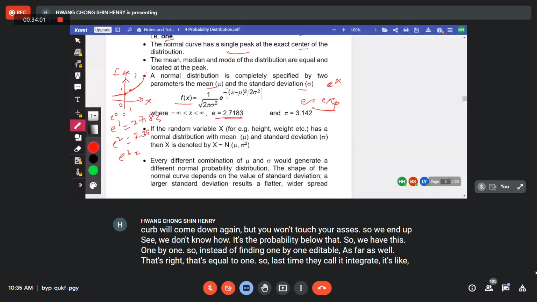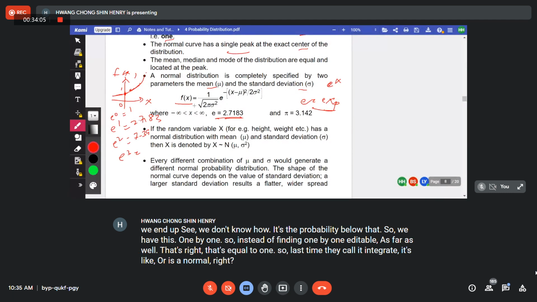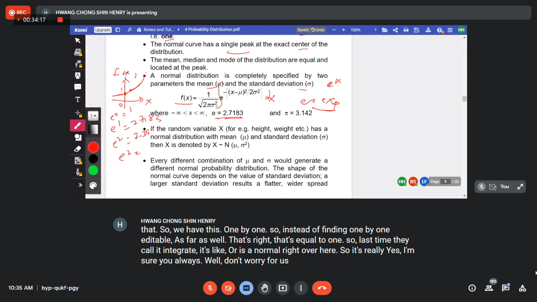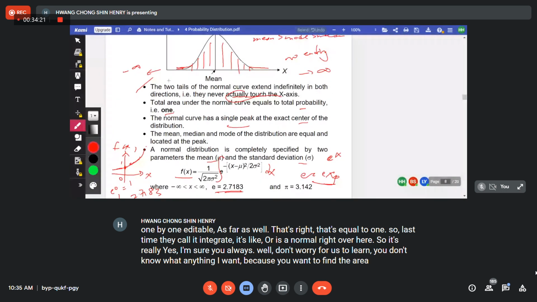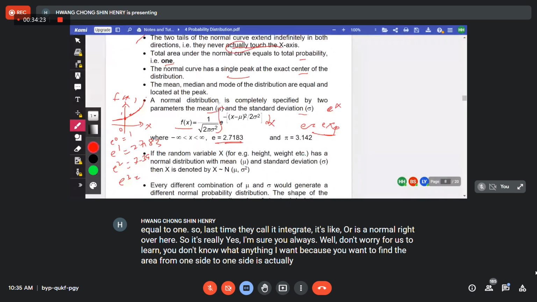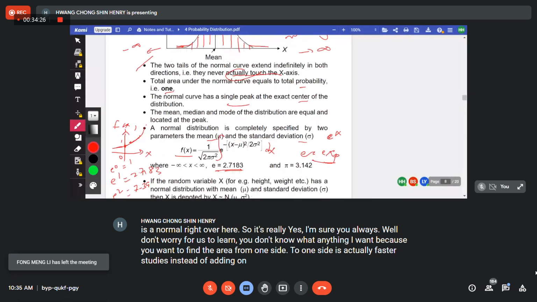That's why for this normal, the probability, they call it integrate this, with the dx. I'm sure you science students know this. Don't worry, for us students, you don't know anything, they add 1 by 1. Because you want to find the area from one side to one side, the fastest way is, instead of adding 1 by 1, we integrate.